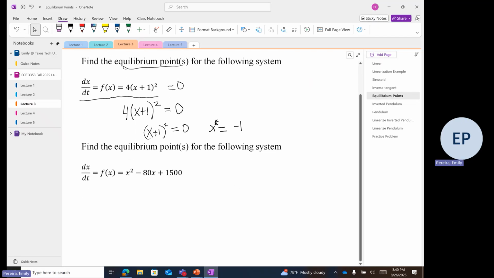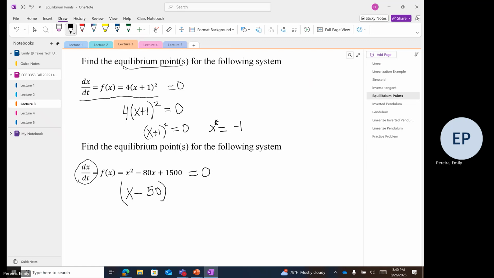All right, now let's find it for this one. Again, we're setting this equal to 0 because we want the derivative to be 0. This gives us this equilibrium point. And when we do this, we can factor this, so we get (x minus 50) times (x minus 30), and so we have equilibrium points at 30 and 50.